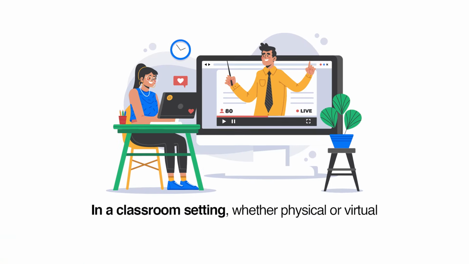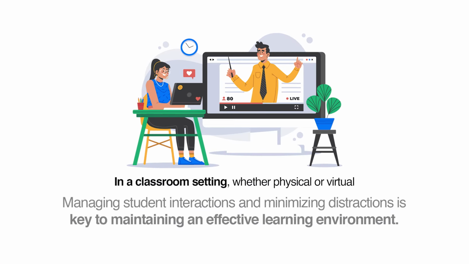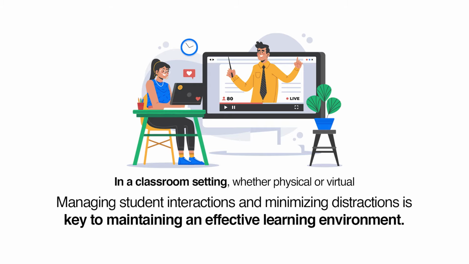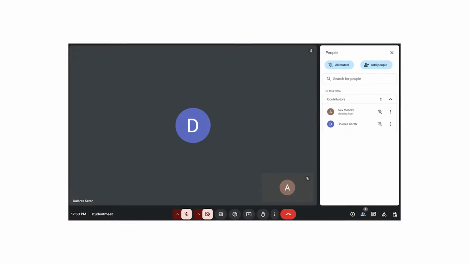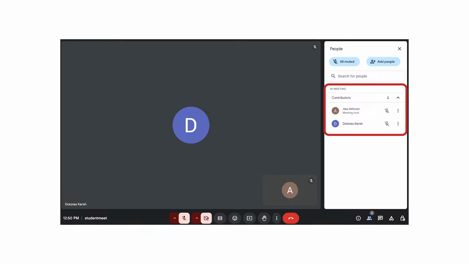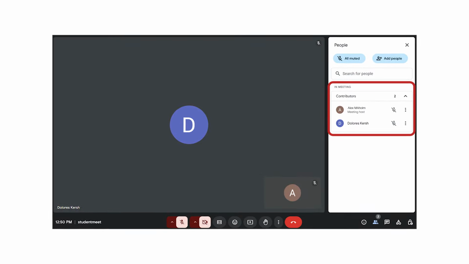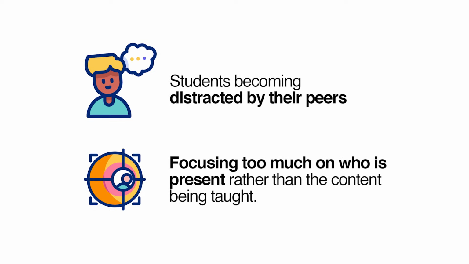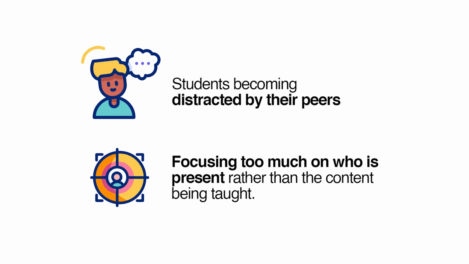In a classroom setting, whether physical or virtual, managing student interactions and minimizing distractions is key to maintaining an effective learning environment. In Google Meet, the ability to see all participants can sometimes create issues, such as students becoming distracted by their peers or focusing too much on who is present rather than the content being taught.